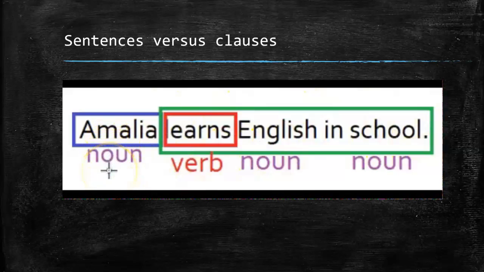Amalia is a proper noun. We also know that English is a noun because it's the language, and school is a noun. As you can see, nouns appear at any point in the sentence. However, it is only the noun that carries out the action that we label the subject.